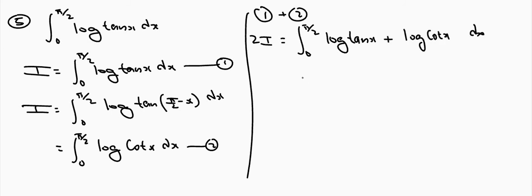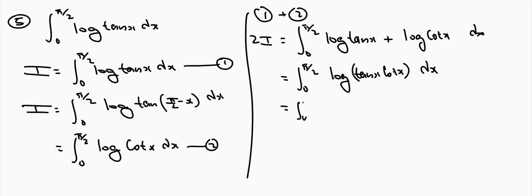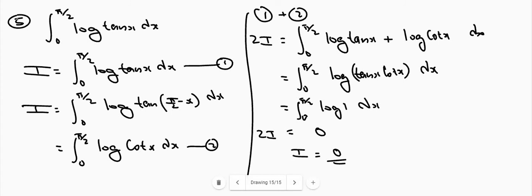Log a plus log b becomes 0 to pi by 2. Log a plus log b is log ab, that is log tan x into cot x. Tan x into cot x എന്താ? It is equal to 1. 0 to pi by 2 log 1. Log 1 നമുക്കറിയാം, value of log 1 is 0. Then it will become 0. 2I equal to 0. We get I equals 0.